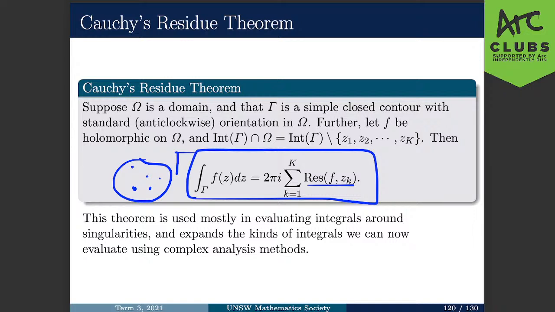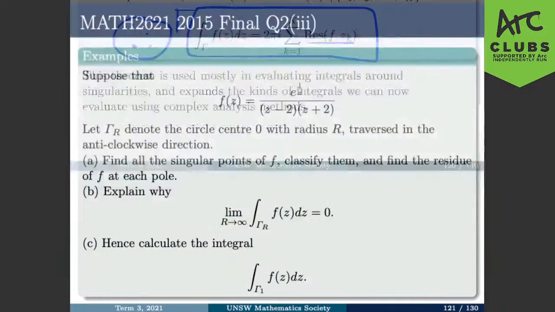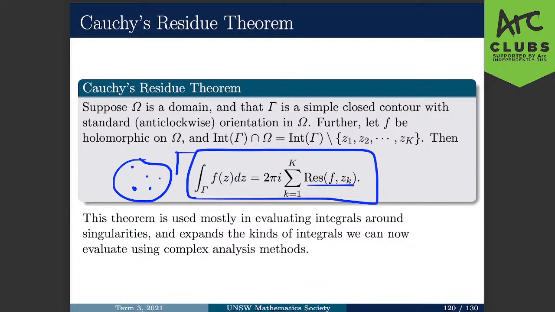Okay, so pretty much this is very useful. If you just remember this one, you don't really need to remember Cauchy's integral formula, unless they decide to ask you to quote the theorem. But this can do every question that Cauchy's integral theorem can.